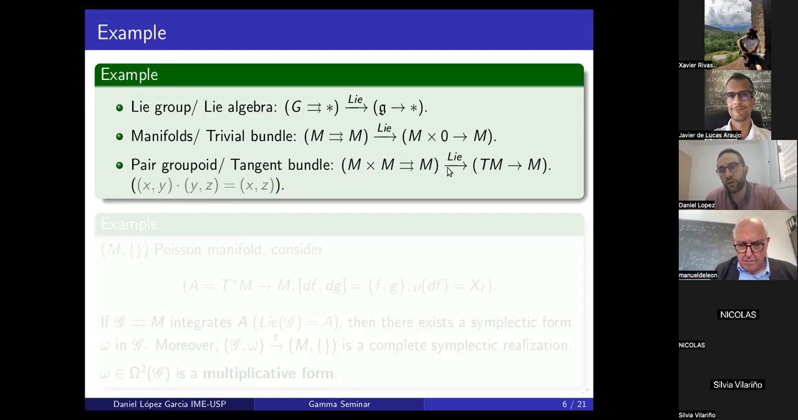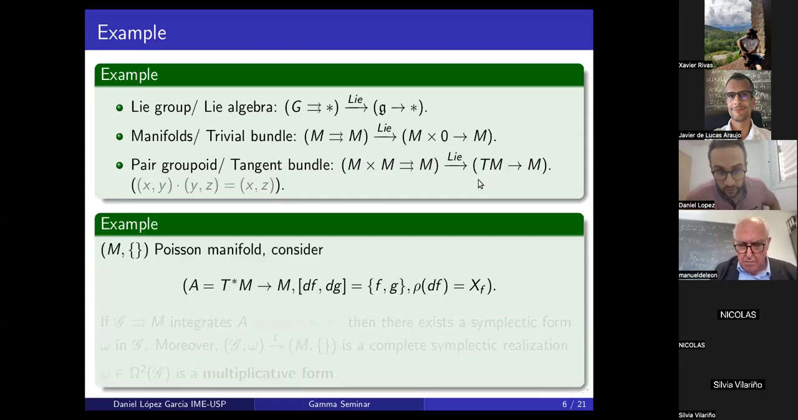And when you look at the Lie functor of this guy, you obtain the tangent bundle. I mean, the anchor map in this case is the identity, and the bracket is just the bracket on vector fields. And now the example which motivates a little this integrability definition that I said before is this one.